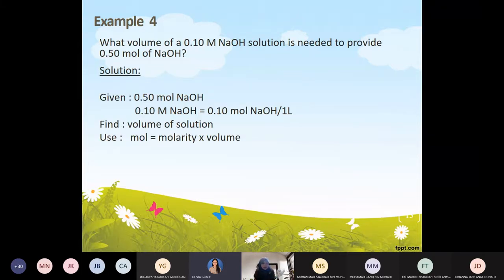How about this? What volume? Ni lain pula sekali. Volume. Okay. What volume of 0.1 molar sodium hydroxide solution needed to provide 0.5 mole of sodium hydroxide? Okay, ni for this question kita ada rumus ketiga pula.